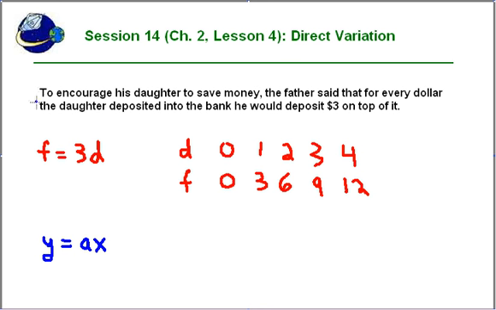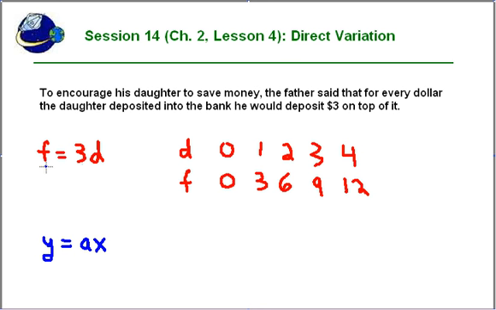To encourage his daughter to save money, the father said that for every dollar that the daughter deposited into her bank account, he would deposit $3 into her account on top of what she already deposited. So to write down the function of what's going on here, there's a relationship. The amount of money that the father deposits into the bank is dependent upon the amount of money that the daughter is going to deposit into her bank account. So there's a relationship between the two. There's a function. His deposit is a function of the amount of her deposit.